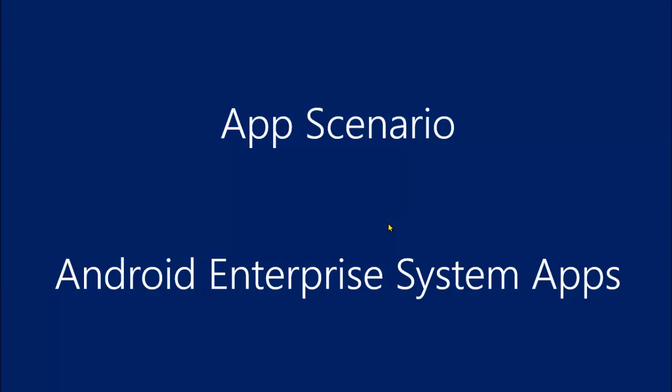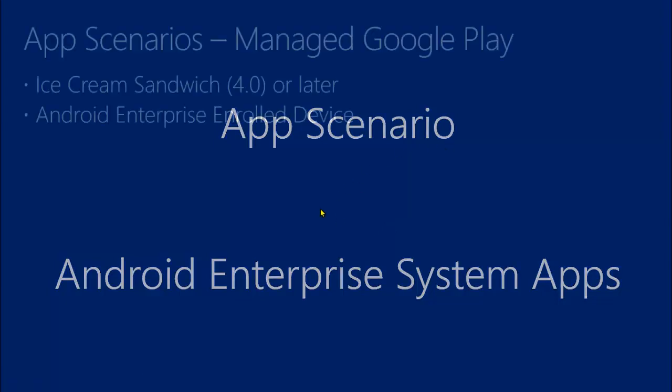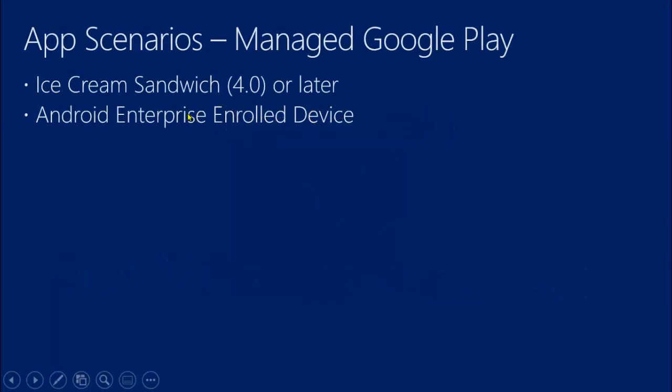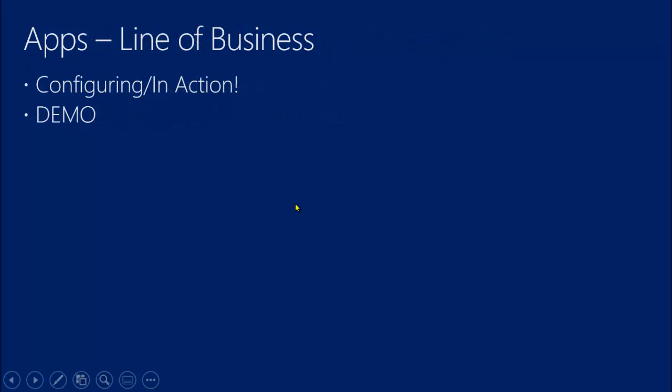When you have an Android Enterprise device that's enrolled, depending on the configuration, you may or may not have all of the system apps immediately available on the device, and you may want to add some system apps so that they are accessible on the device, and that's what we're talking about here. Right? So you need an Android Enterprise enrolled device, Ice Cream Sandwich 4.0 or later. And so the way you do this is first you have to go in, let me pull Intune back into the picture.